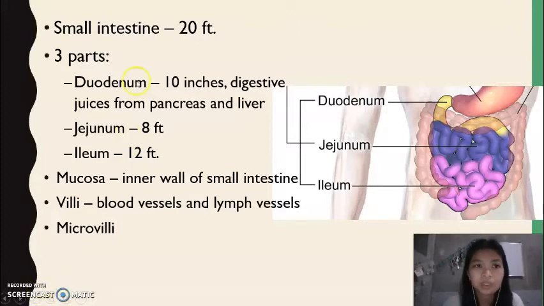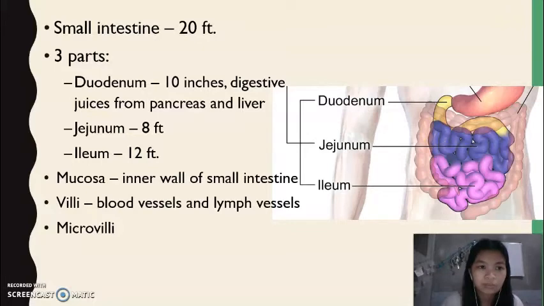So, the first one, nakita natin kanina dun sa illustration, meron nakalagay dun na duodenum. So, the first part is the duodenum. Ito siya. After the pyloric sphincter, it enters the duodenum, which is 10 inches long. And it absorbs digestive juices from the accessory parts like pancreas and the liver.